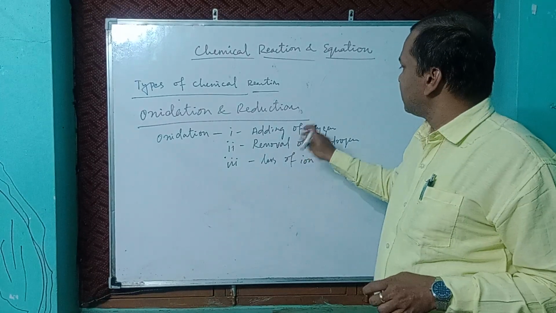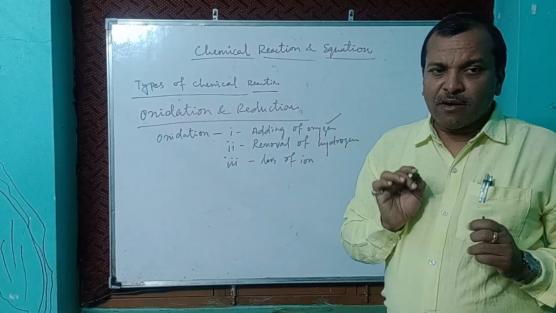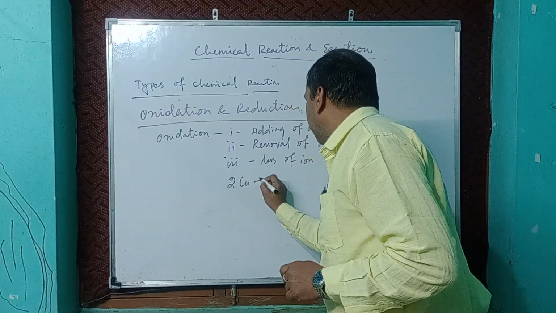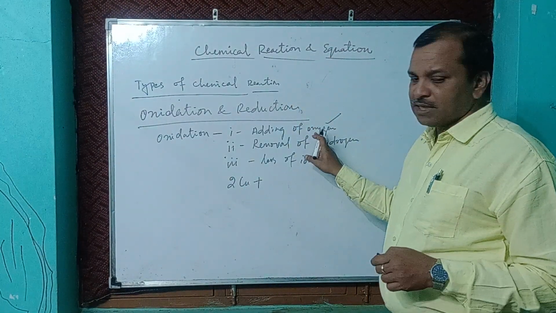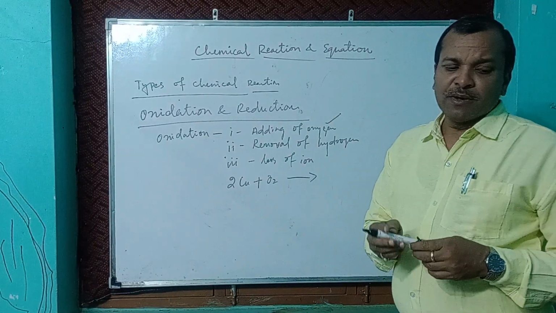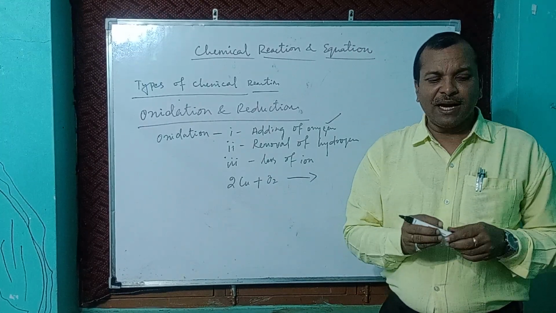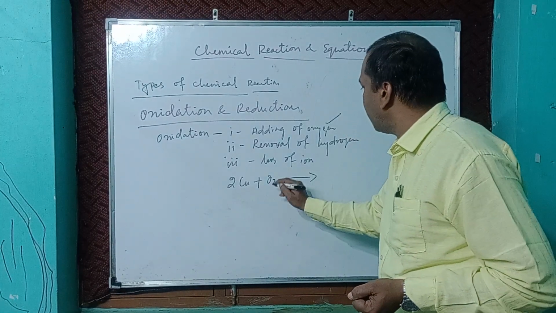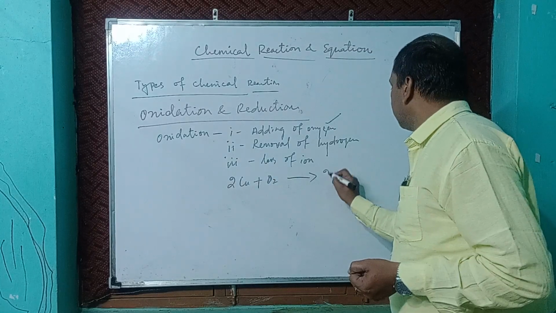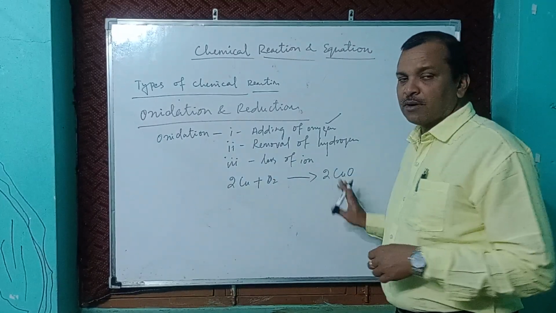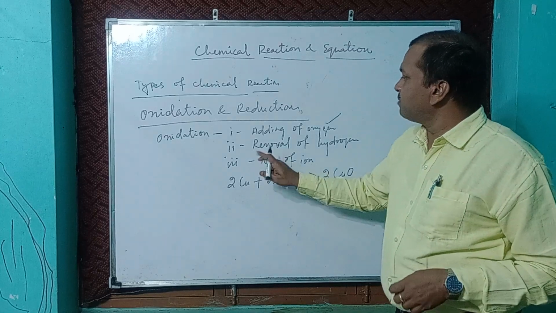First one, oxidation, adding of oxygen. We will add oxygen: 2Cu plus O2. What are we getting when 2Cu and O2 are added? How many O are there? 2. 2CuO, copper oxide.